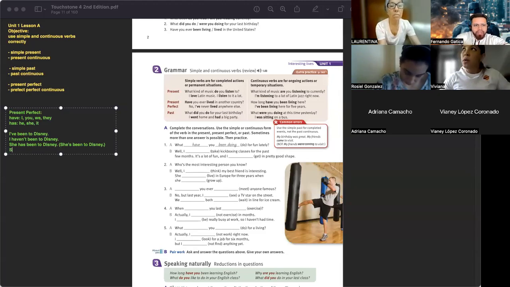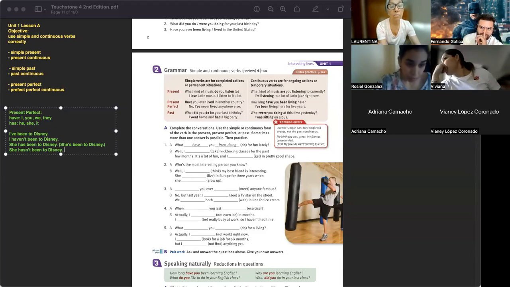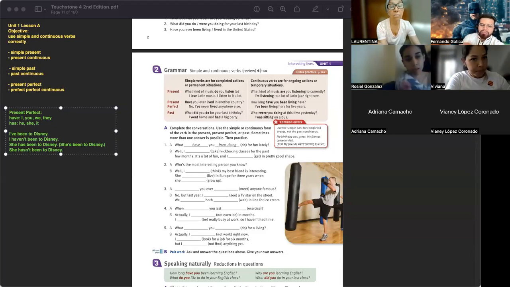In the negative form, she hasn't been to Disney. It's not correct to say she's not. Okay, no digan she's not been to Disney. Eso no es correcto. The contraction has to be with has and not. She hasn't, or she has not been to Disney.